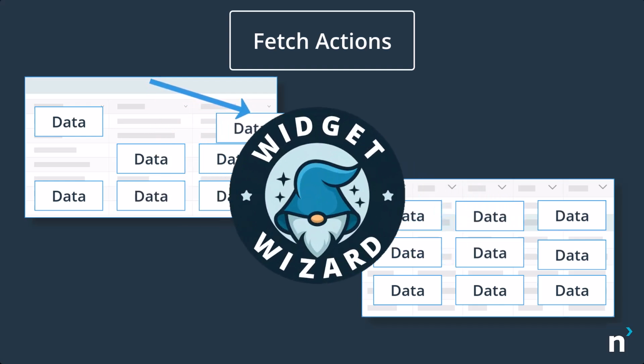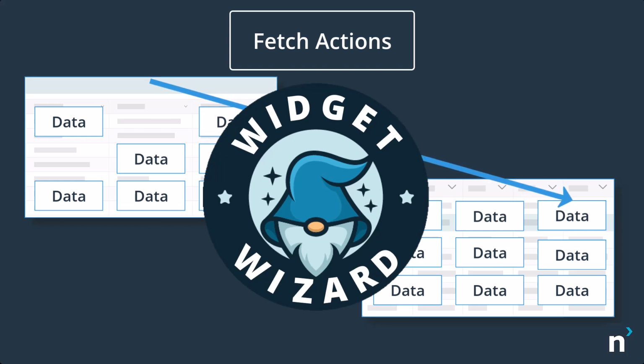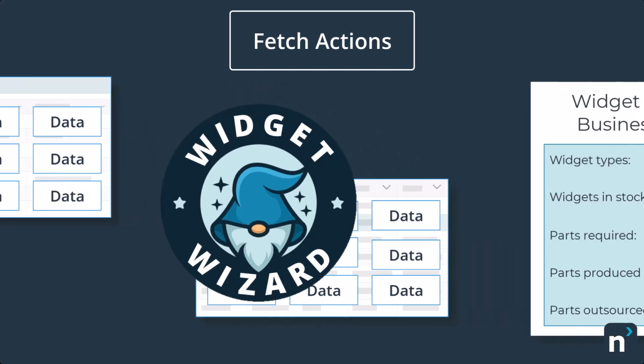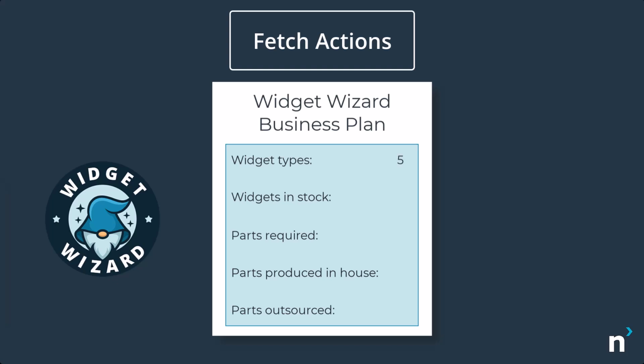In this video, we examine how a fictional company, Widget Wizard, uses logic blocks with different types of fetch actions to efficiently manage its business and make informed decisions. Widget Wizard manufactures 5 different types of widgets, producing each one on demand without maintaining any inventory. The production of a single widget requires 10 different parts. 7 are manufactured in-house and kept in stock, while the remaining 3 are sourced from external suppliers.